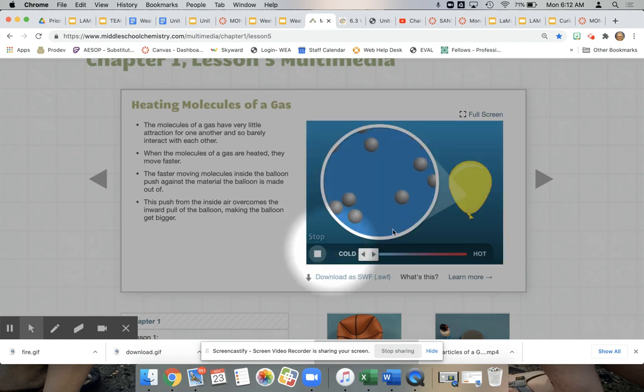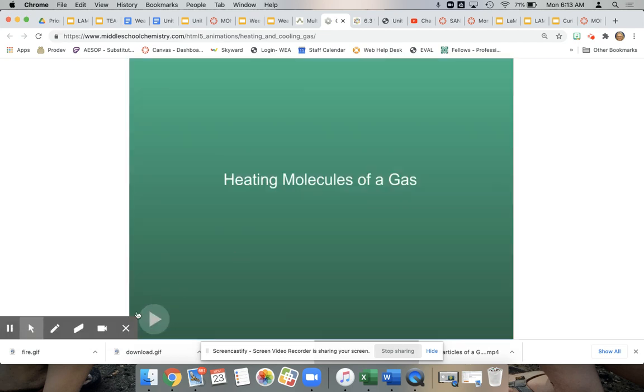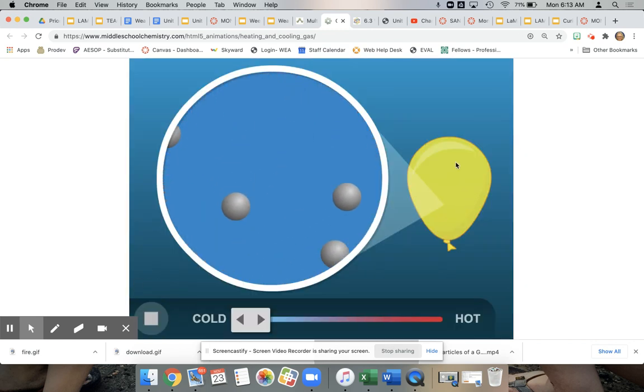If I hit play, I can see, full screen here, that there is a balloon filled with air. In this balloon, I have a zoom in. If I had really powerful microscope eyes, I would be able to see that there are molecules in the air that are moving all around. They have little attraction to each other. Notice none of them are trying to come together. When they do collide, they simply change direction and continue moving on in a random path.